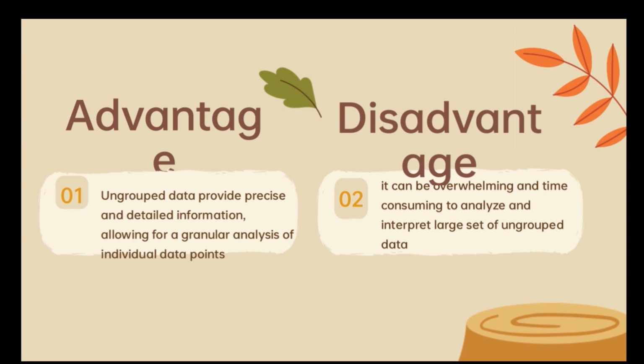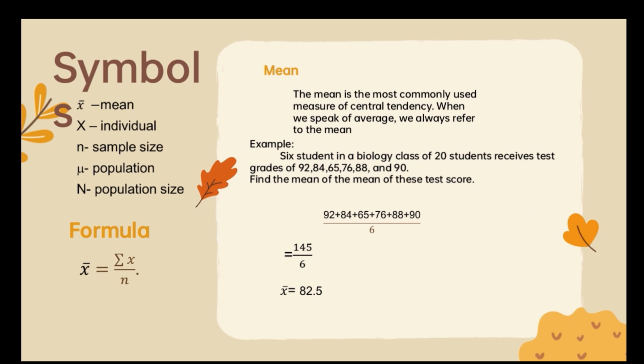So we have the advantages and disadvantages of ungrouped data. Ungrouped data provides precise and detailed information, allowing for a granular analysis of individual data points. That is the advantage. While the disadvantage is that it can be overwhelming and time-consuming to analyze and interpret a large set of ungrouped data. We have three measures for ungrouped data, which are the mean, median, and mode.